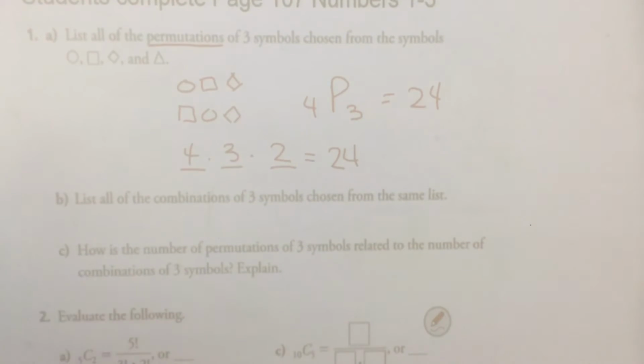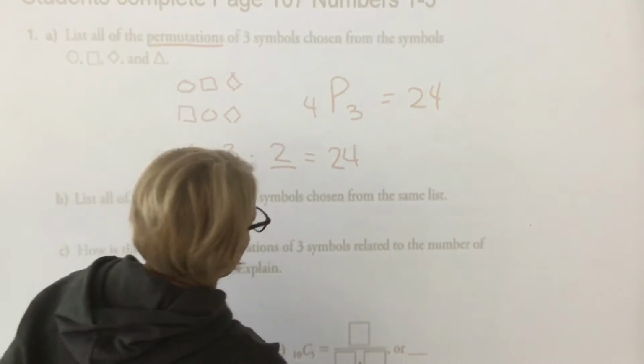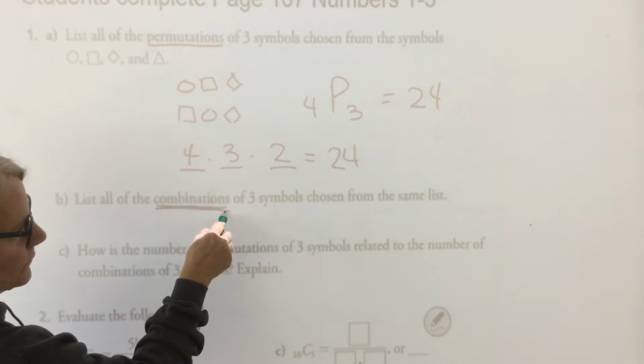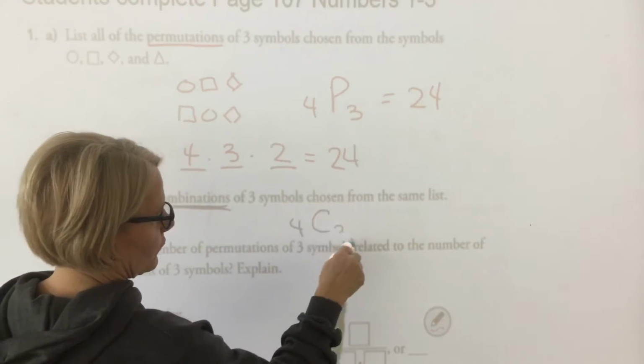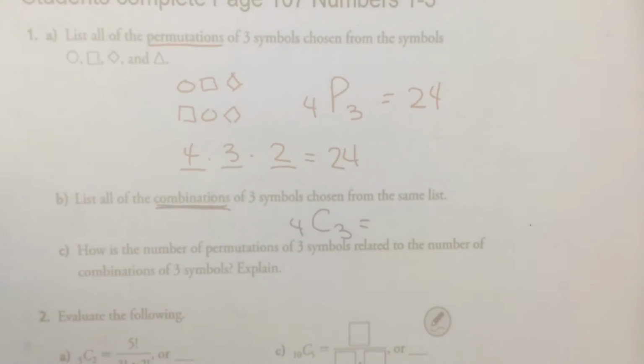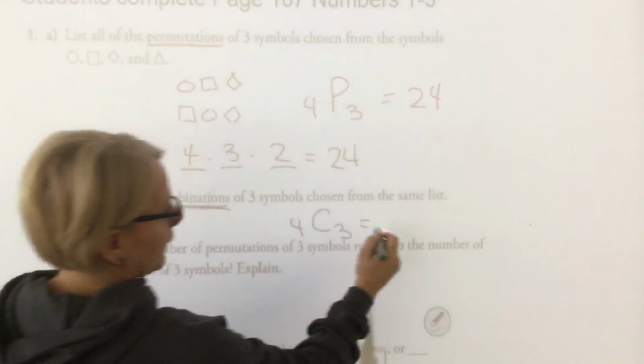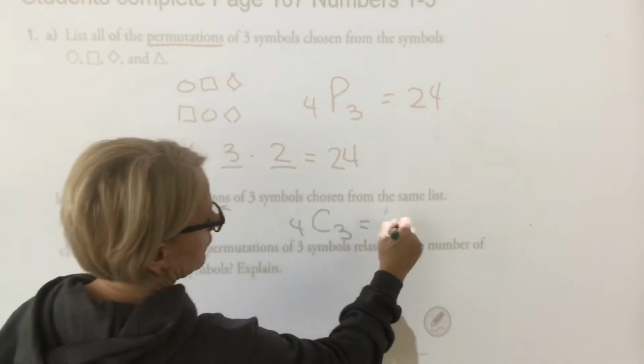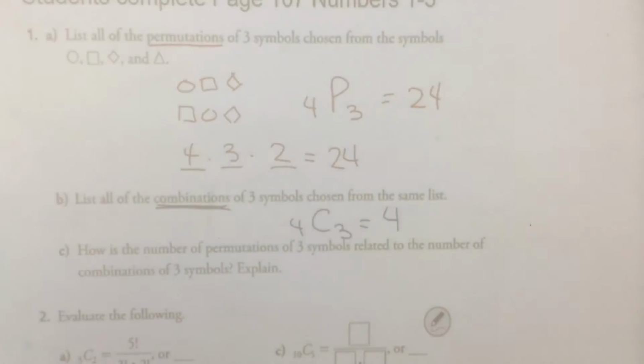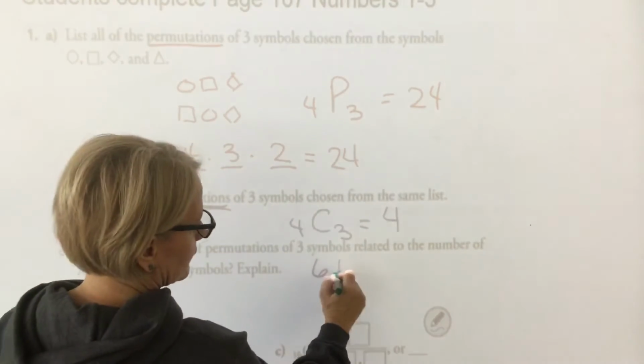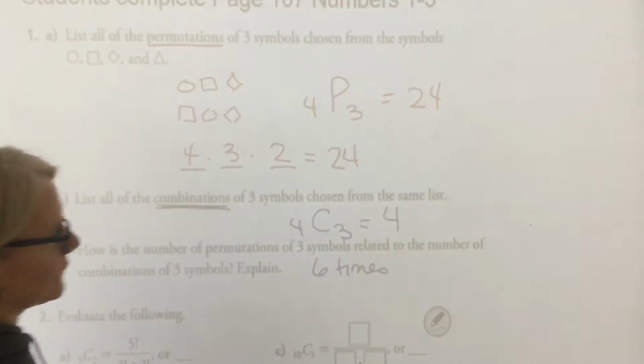Versus in part B, it says a combination, I'll change colors, combination, so then I want 4 choose 3. I should get a smaller number because now these are the same order, right? I consider it the same and I don't want to double count them. So I'm going to divide out that repetition. So this becomes 4. How is the number of permutations of 3 symbols related to the number of combinations of 3 symbols? Well, it's 6 times. The permutation is 6 times bigger.